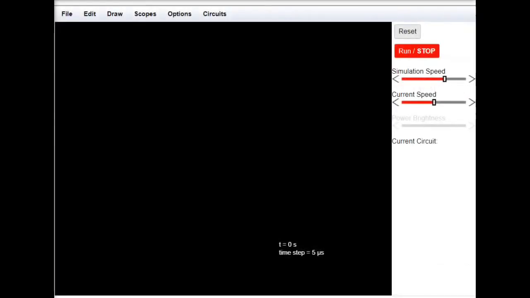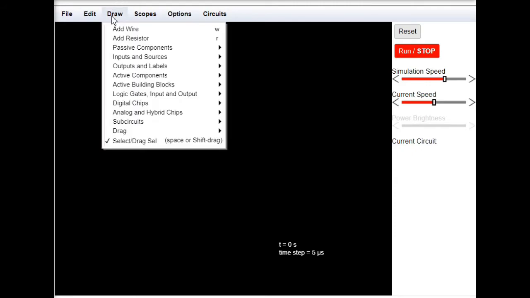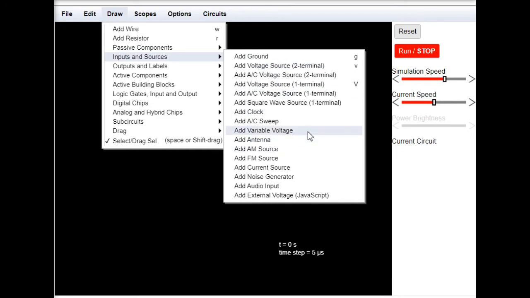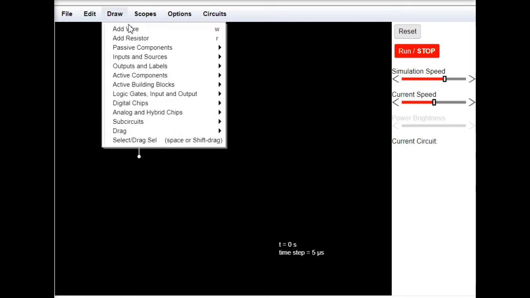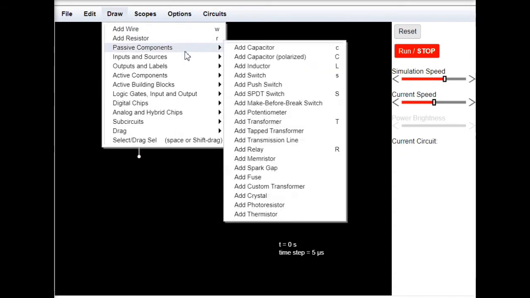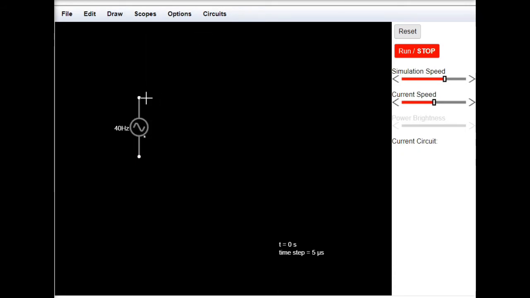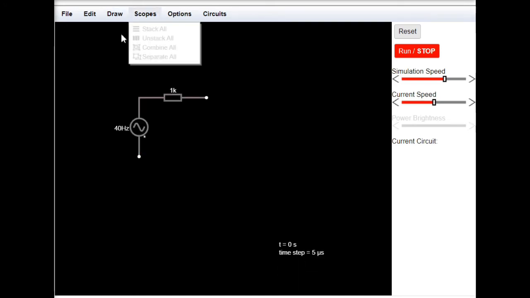Okay, so I'm going to give you a demonstration of how to construct the circuit using the Falstad simulator. So for the input source, it's going to be a 2-terminal AC voltage source. Then I'm going to get a resistor. Make sure your terminals are connected properly, because if there is a bad connection, then it's not going to simulate, okay? You got to make sure about that.